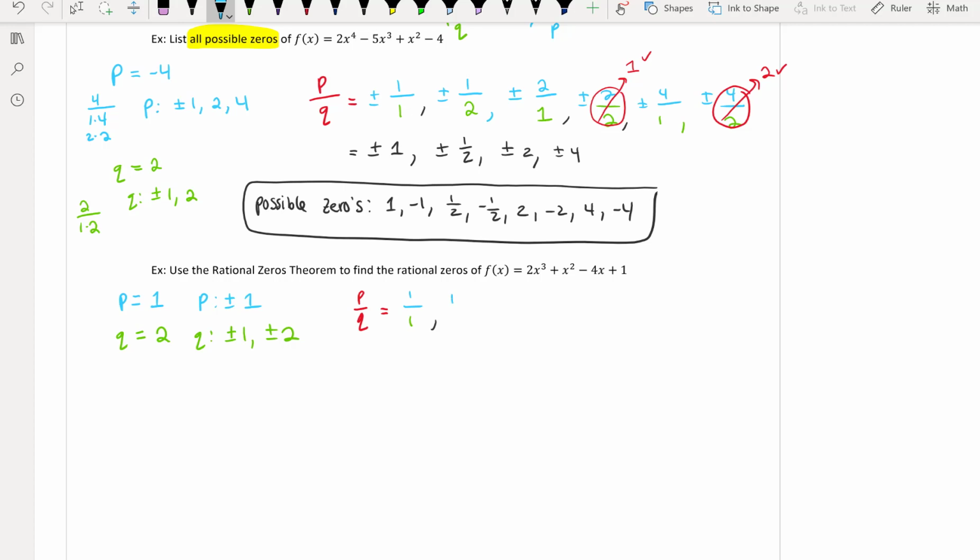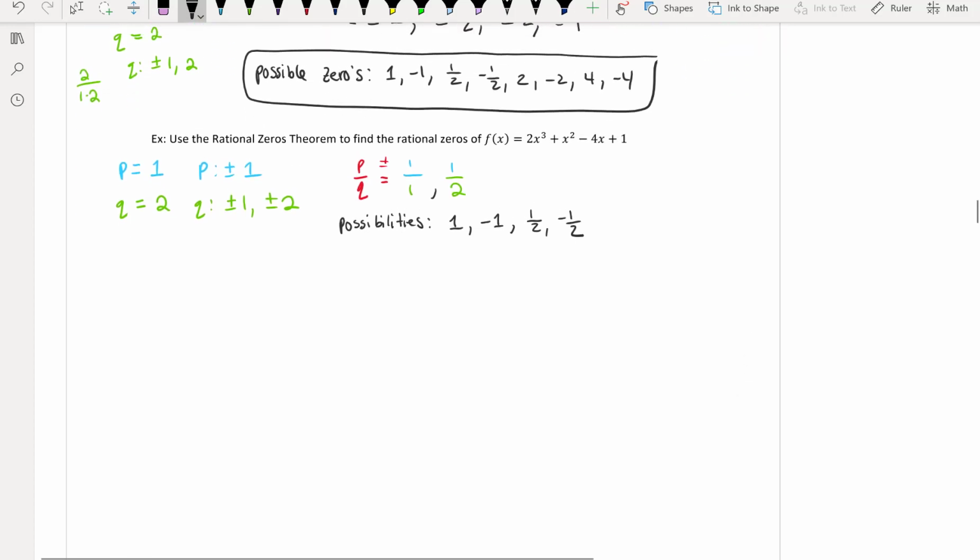I'm also going to have 1 divided by 2. And don't forget that this is all plus or minus. So really the possibilities are 1, -1, 1/2, and -1/2. So I have 4 total possibilities. So I'm going to go ahead and try these 4 possibilities.